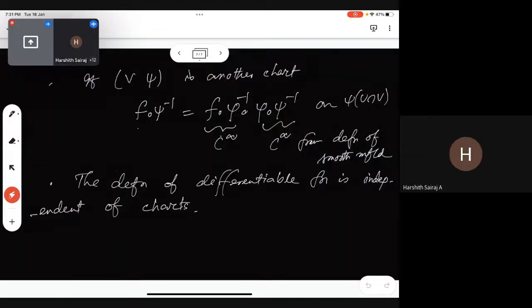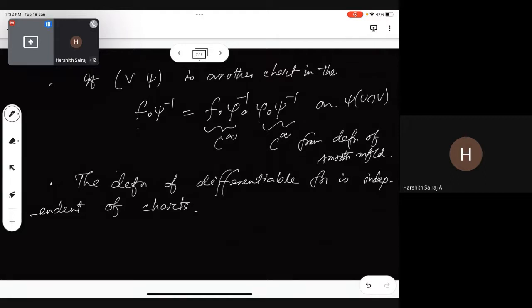So you took V and phi as another chart. Yes, another chart inside the differentiable structure. But we didn't mention that, so it may not be in the maximal atlas. No, when you are in a smooth manifold situation, you are not going outside the differentiable structure.